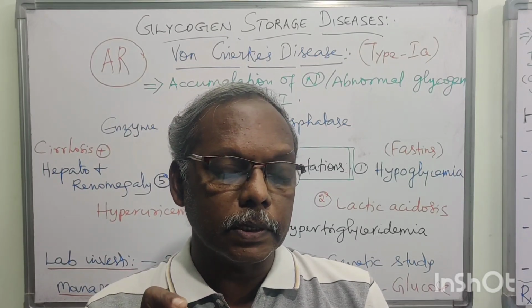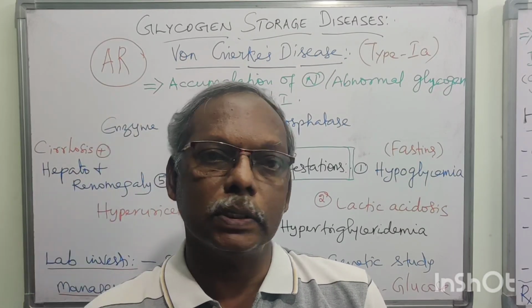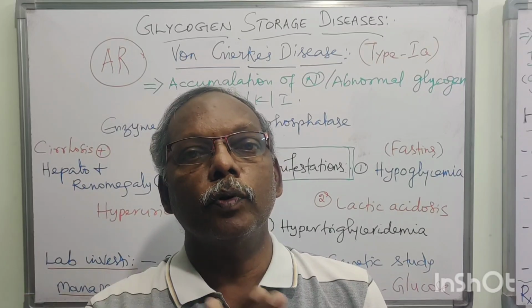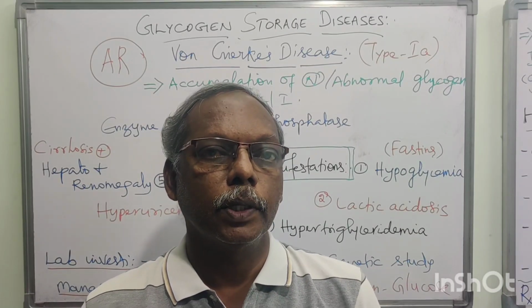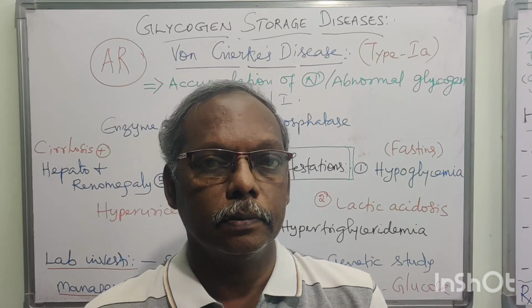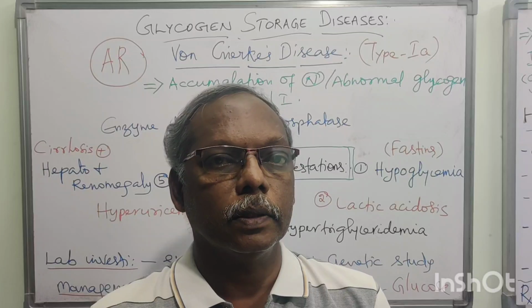Here what happens is glycogen gets accumulated in the lysosome of all the cells. The infant dies before the age of 2 years due to cardiac involvement or cardiac failure. It gets deposited in the heart also and they will go for death.